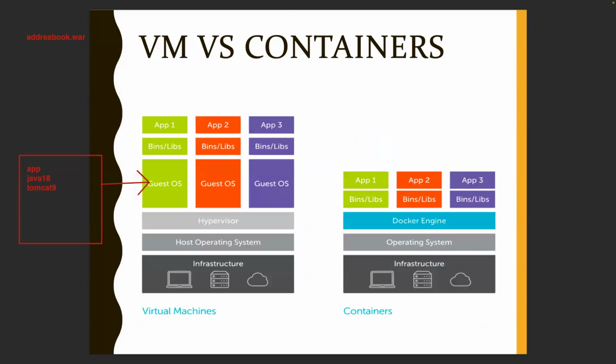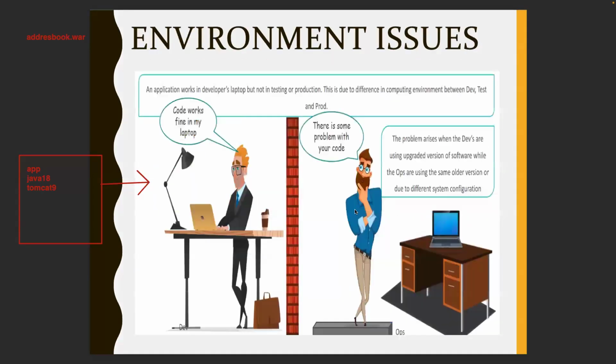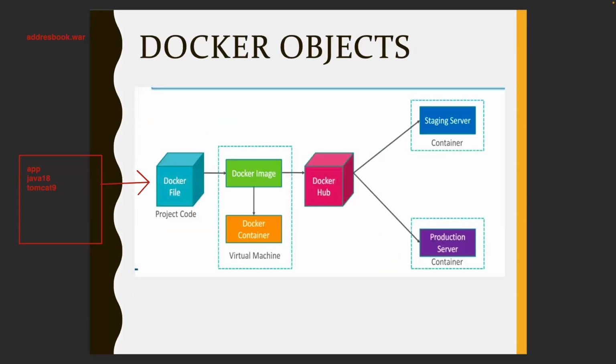Are these differences clear now? VMs, what is a VM? What is a container? The differences, are these things clear? Any questions from anyone? All right, so let's come here to Docker objects.